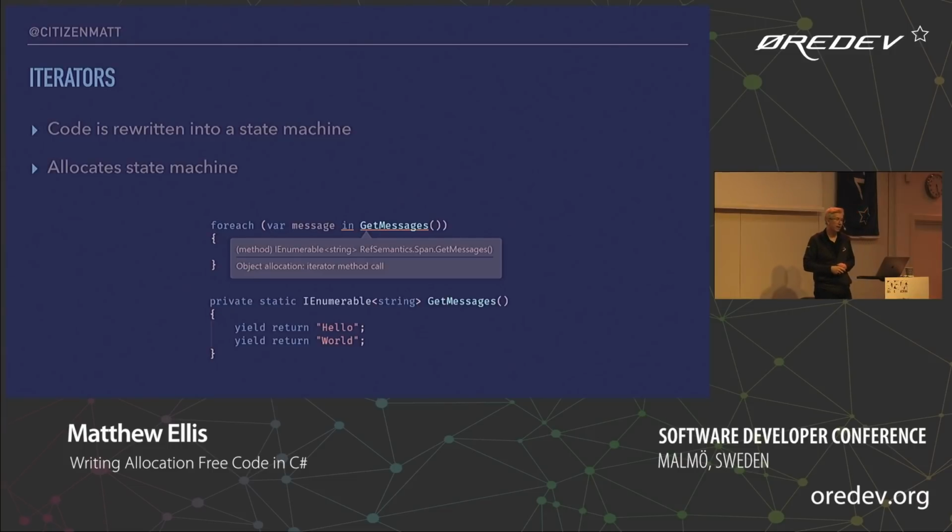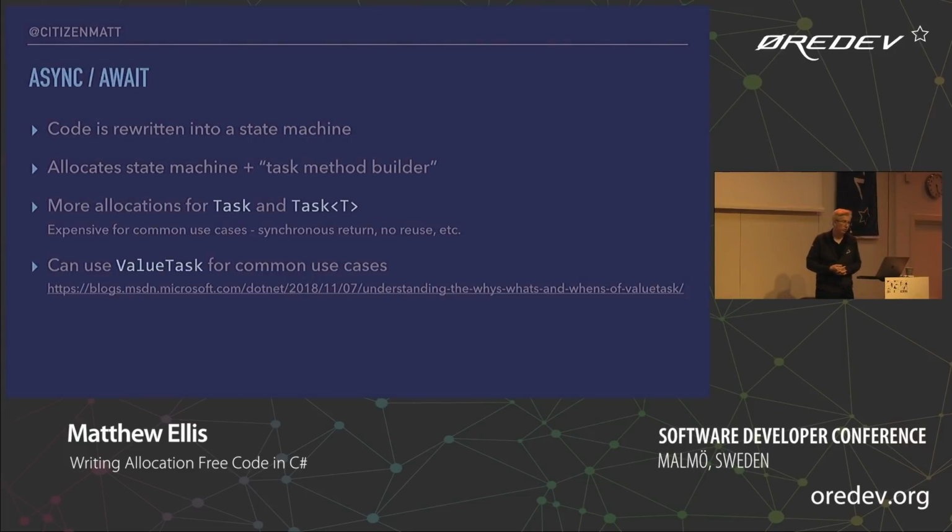You've got a similar sort of thing with iterators as well. If you're using yield return, that gets rewritten into a state machine. There's an object which gets created and allocated for you. And also async await. It's even more complicated there. Your code's rewritten into a state machine again, but you also get that state machine allocated, plus a task method builder and all the accompanying infrastructure around that. That gets allocated. And when you are creating a task to return, whether it's a Task or a Task of T, that's going to get allocated as well. And so this can be expensive for some of the common use cases.